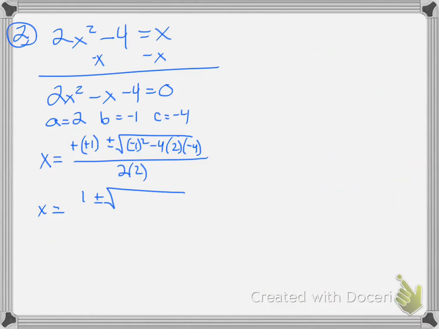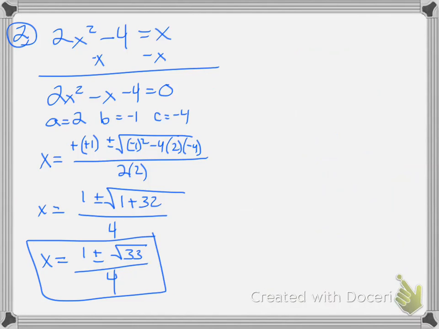plus or minus the square root, and we're going to simplify what's inside the radical first. Negative 1 squared is 1. Negative 4 times 2 is negative 8, times negative 4 becomes a positive 32. And when I divide that by 4, let's simplify it more. 1 plus or minus the square root of 33 divided by 4. There's nothing in here I can simplify, so that's my final solution.